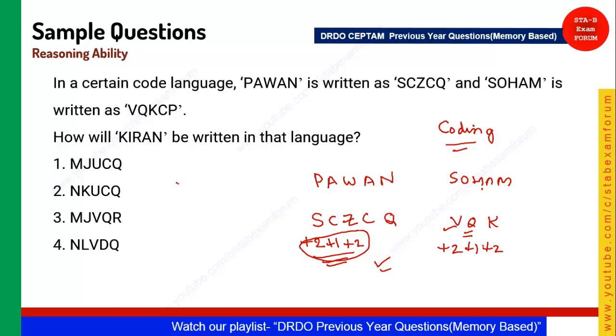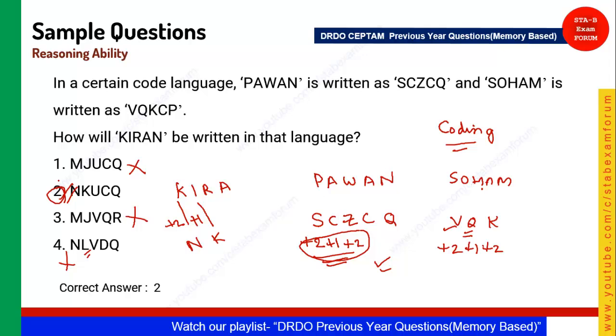Let's check with Kiran also for the question. Kiran, so first we need to add 2 characters. K, L, M, N. So first should be N. As you can see, you can straight away eliminate option 1 and option 3. After that, we need to add 1 character: I, J and K. So we are left with option 2, because here it is L, so this is incorrect. So option 2 is the correct answer. Those students who have given their answer as option 2 are correct.